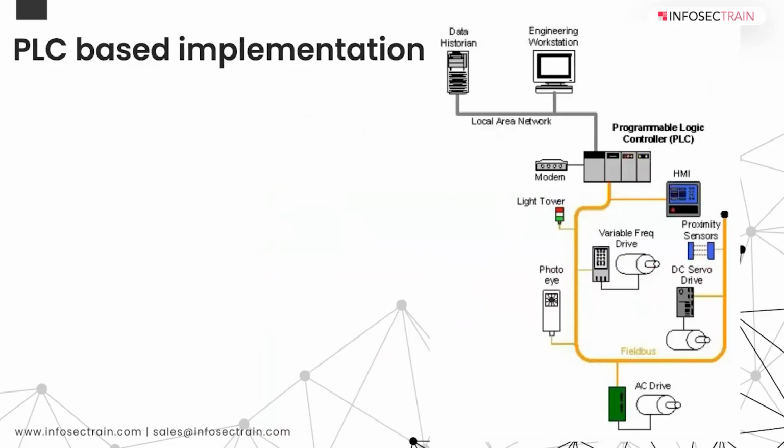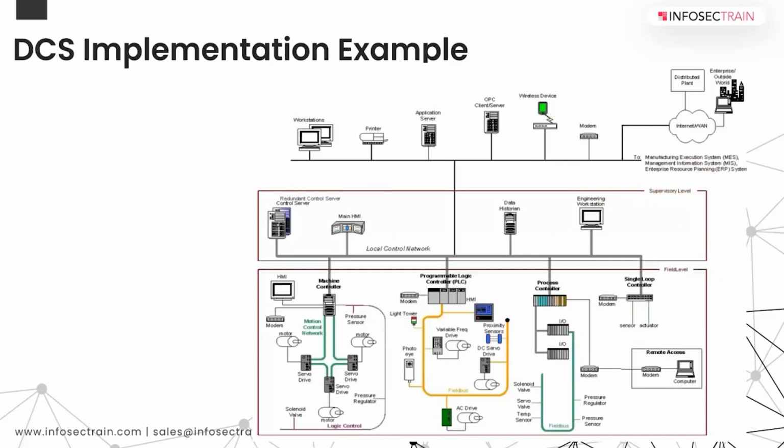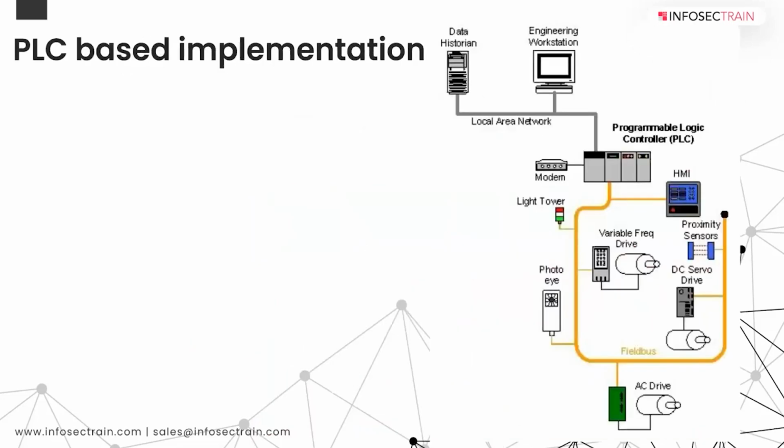So what we saw here was centralized DCS with distributed controllers and the PLC. Here we are seeing a single PLC implemented for a specific process. So this is something that you saw there, a part of a DCS. But for smaller facilities, based on the number of IOs, a PLC implementation is more than sufficient.